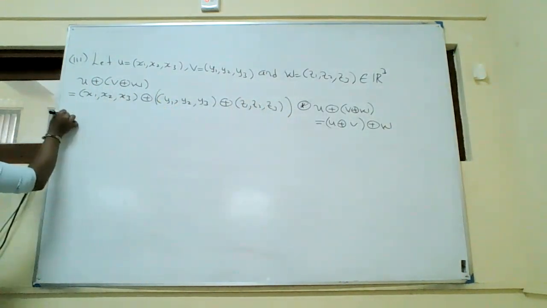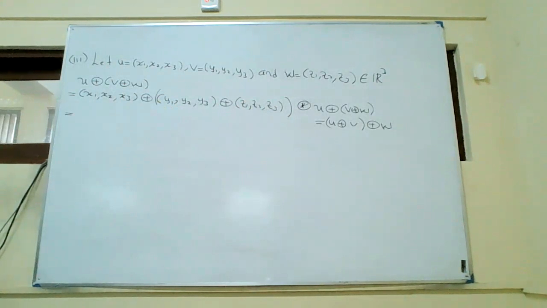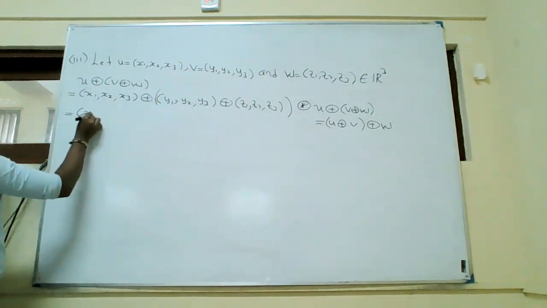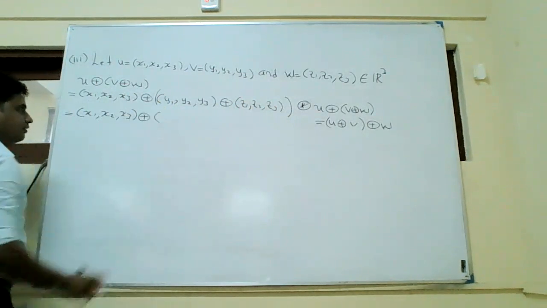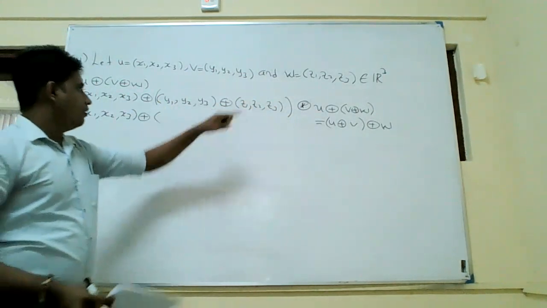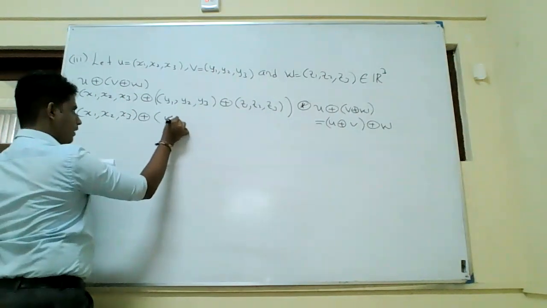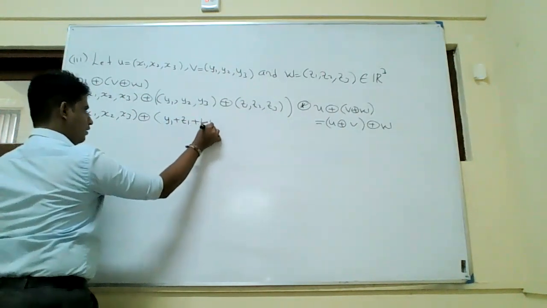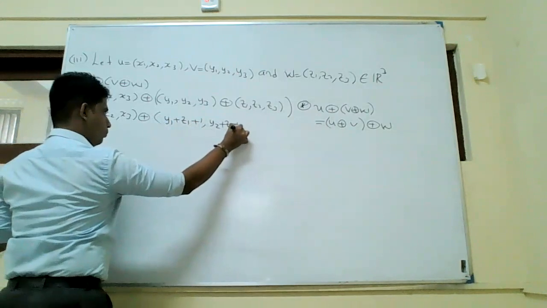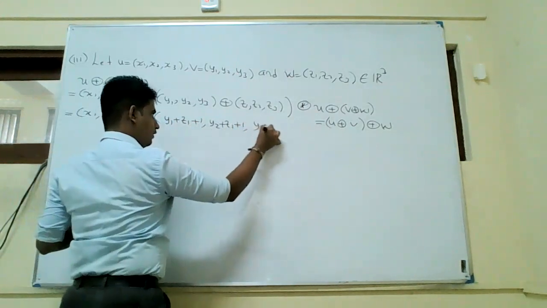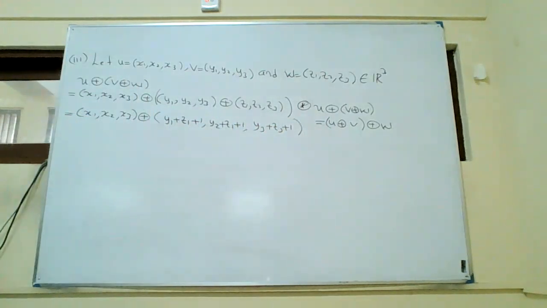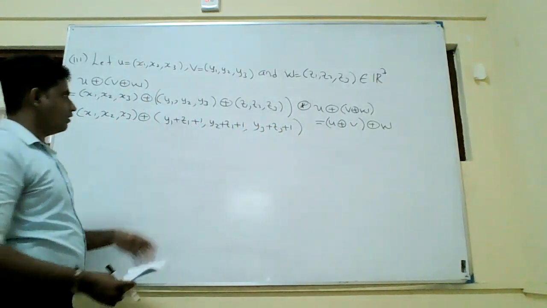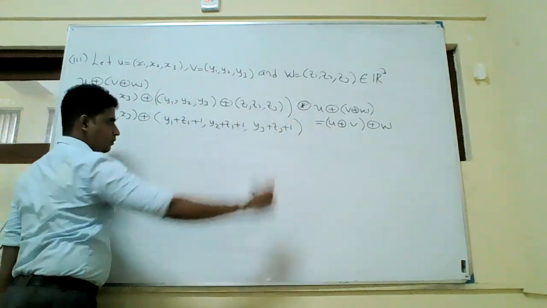Now you take this one, x1, x2, x3. This addition is this one, no? y1 plus z1 plus 1, y2 plus z2 plus 1, y3 plus z3 plus 1. Okay, right. Again, this one, another vector. This one and this one and this one.